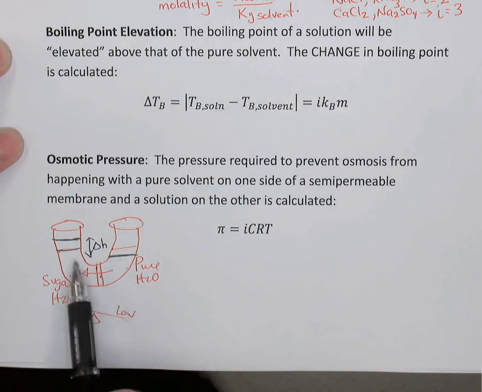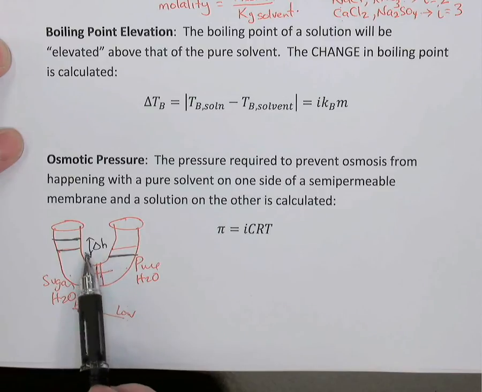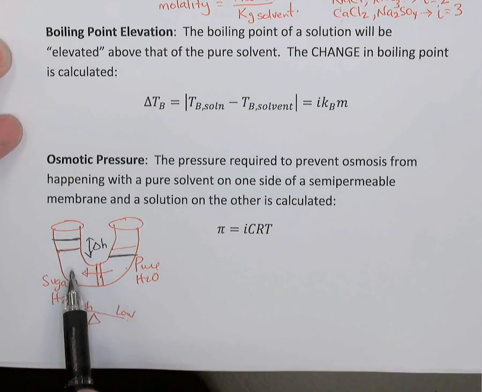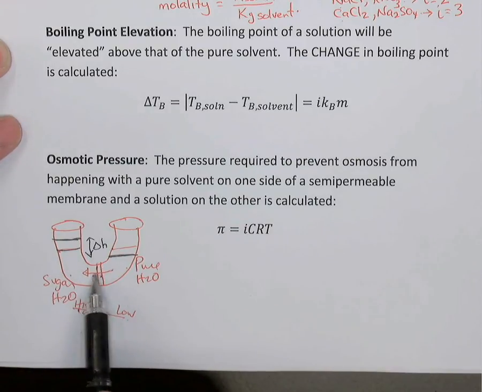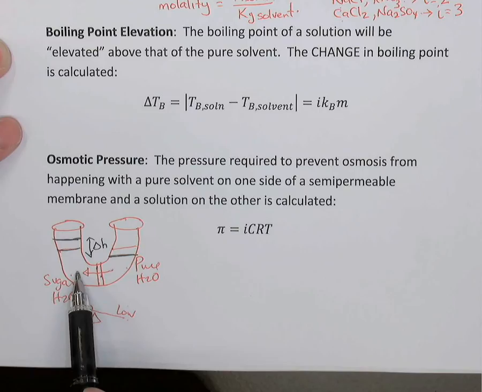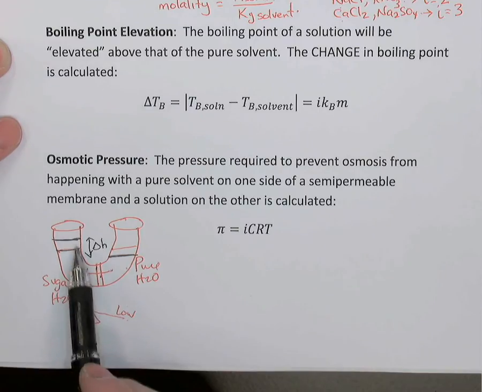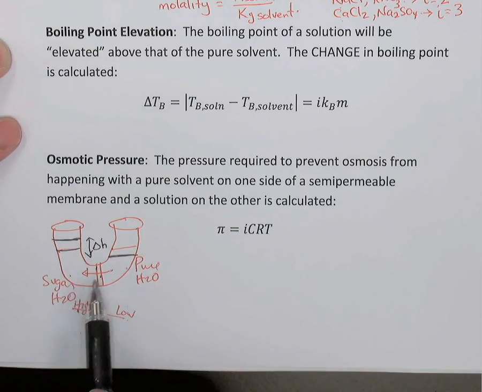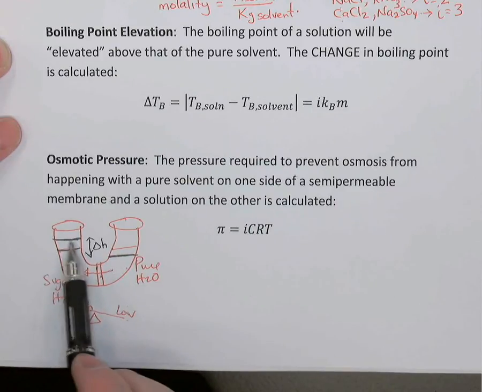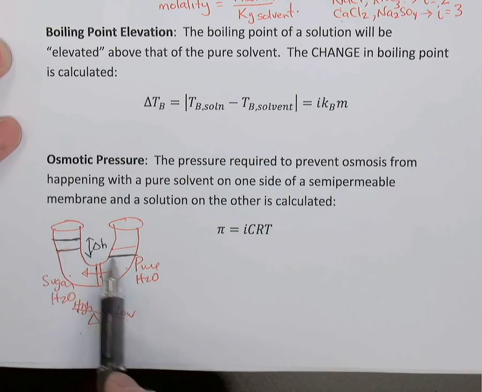There's going to be a difference in pressure. Eventually, that pressure difference will stop the osmosis from occurring. Basically, it will reach an equilibrium state where for every water molecule that passes through by osmosis, another water molecule, because of this pressure, will be forced back through the membrane. And so you reach an equilibrium state where the two levels here stop changing.